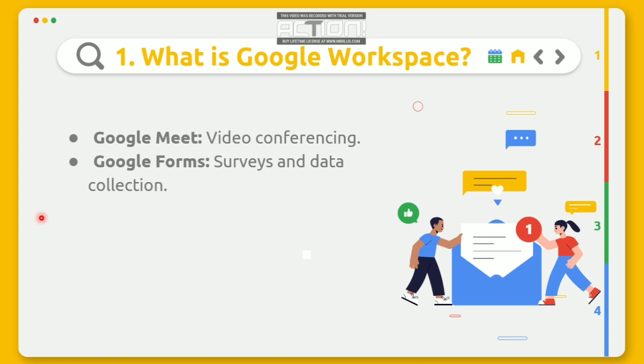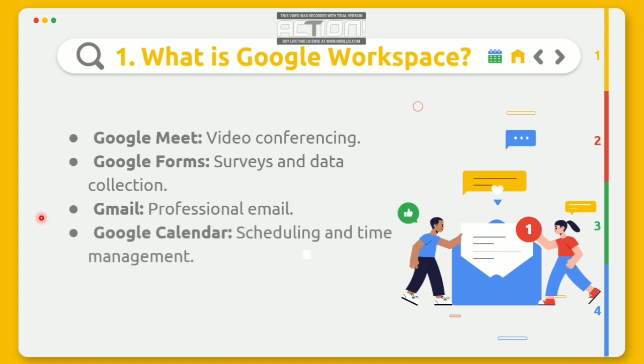The next one is Gmail. Everyone knows Gmail. There is no need to explain what Gmail is, but it's the leading email operator in the world. Okay, there are other email operators like Outlook, Hotmail, etc., but Gmail is the most famous one and a professional one, of course. There is the Google Calendar, which is used for scheduling and time management. Okay, you can schedule, let's say, an online meeting using Google Calendar. You can schedule an event, etc.